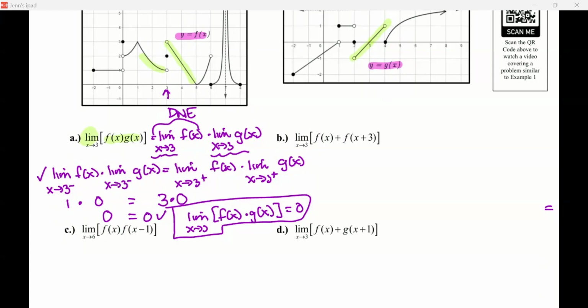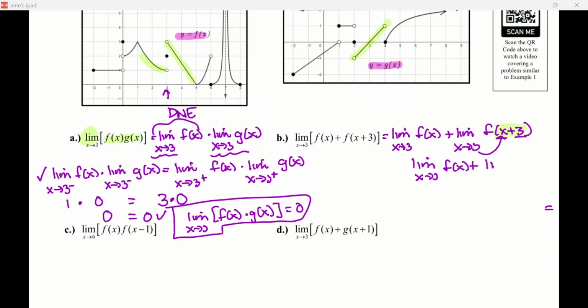The limit as x approaches 3 of f of x plus f of x plus 3. So when I look at the limit as x approaches 3 of f of x plus the limit as x approaches 3 of f of x plus 3. Now, when you see this composition in terms of x plus 3, I have to plug 3 into this particular function for x, and I'm going to create a new x value for this particular limit. So I have the limit as x approaches 3 of f of x, so that first part hasn't changed, plus, when I add 3 plus 3, that gives me a 6. So I have the limit as x approaches 6 of f of x.